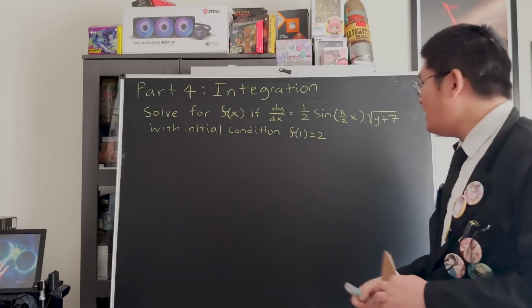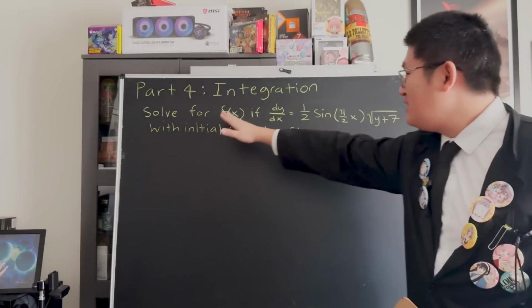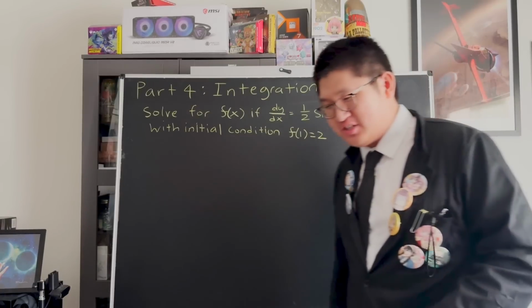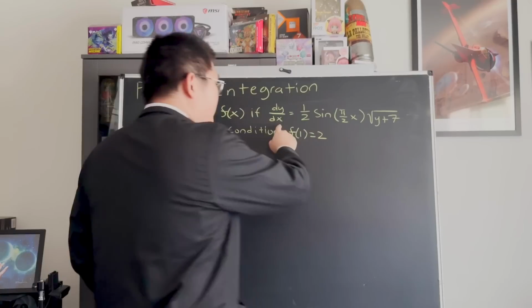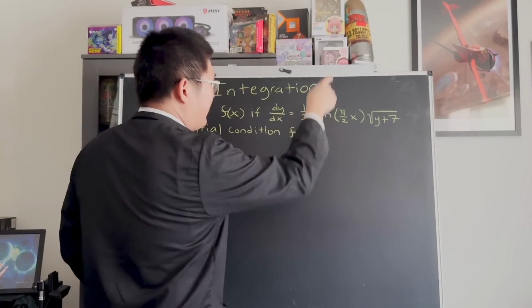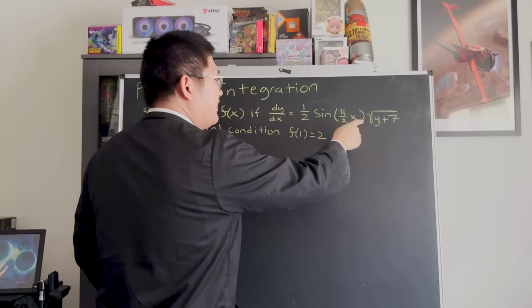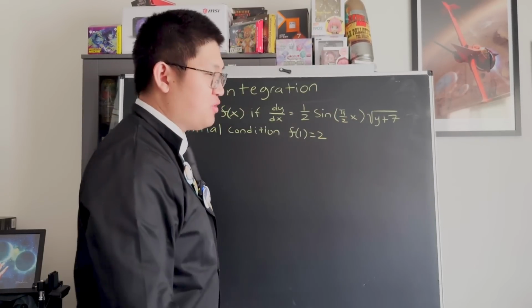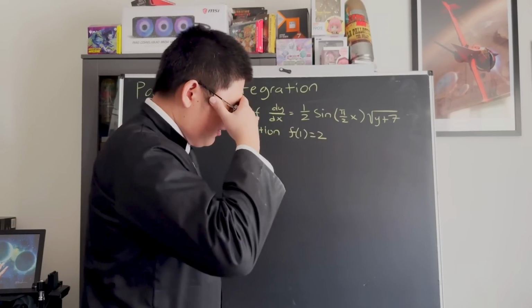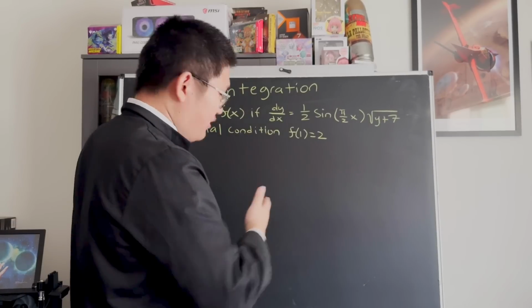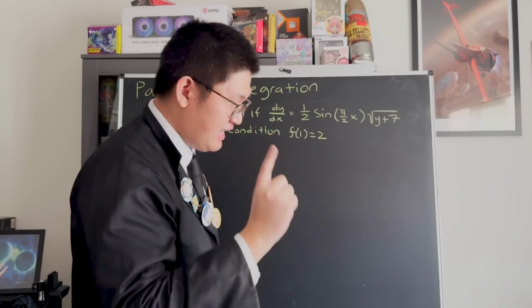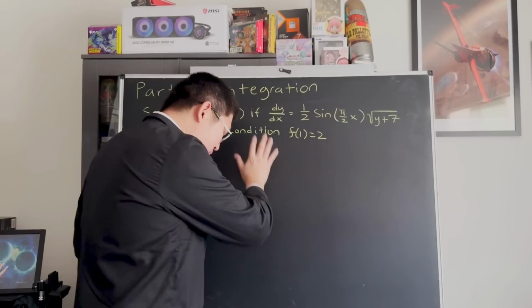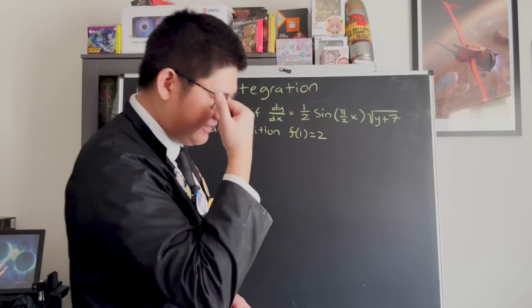This guy's nuts. Solving for the actual original function f of x with this differential equation of 1/2 times sine of pi over 2x all multiplied by the square root of y plus 7. Whew, this one's a real hot one, isn't it? But indeed, this exact problem was on an old AP exam.